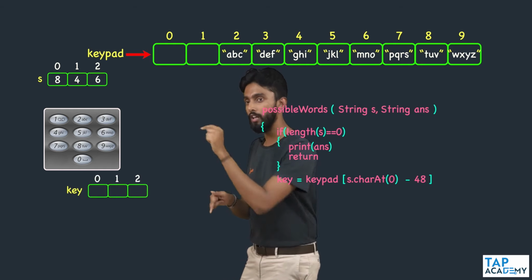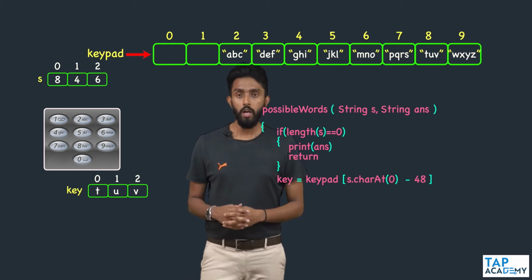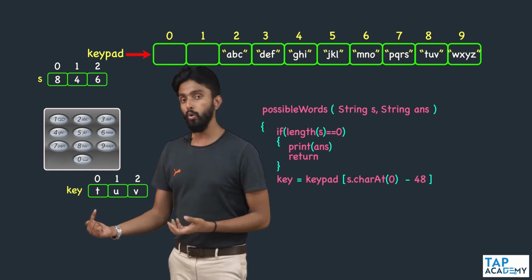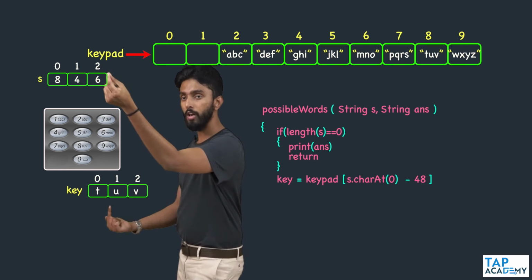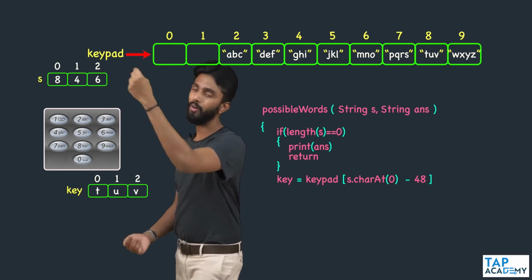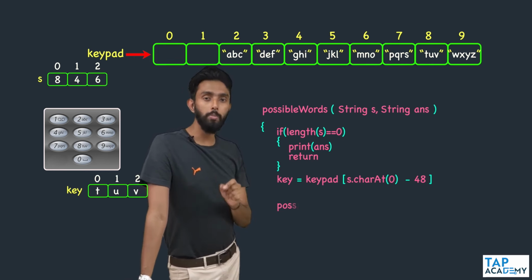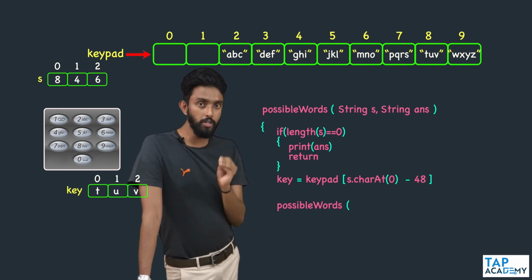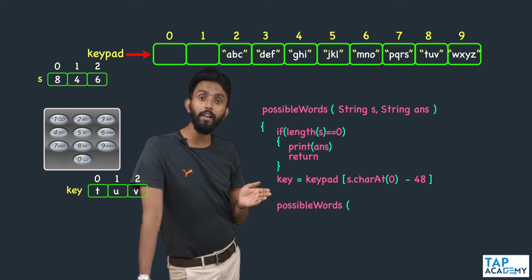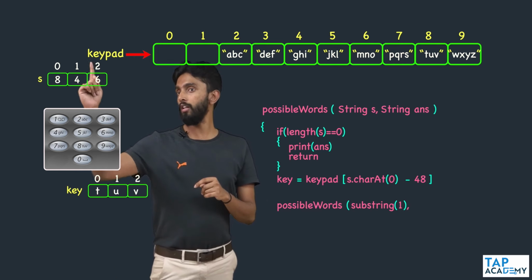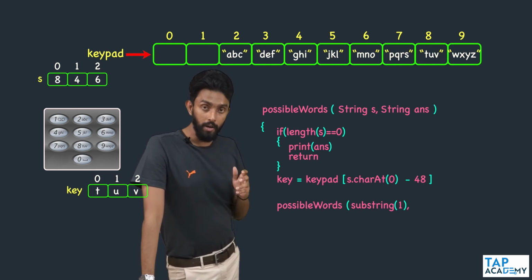So this is my key string, which has T, U and V. Now it's very simple. What you have to do is, with T, you have to attach all the combinations of not 8, 4, 6, but 4, 6. Similarly with U, which means you have to break it down. So again, recursively, I will call possible words, because I want to break the string down by eliminating the first character. You learned this in the previous problem also. All you have to do is calculate the substring from the first position. If you calculate the substring from the first position, the 0th position is eliminated. Any confusion till here?